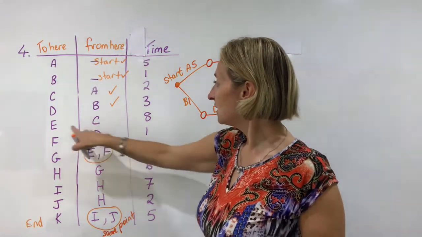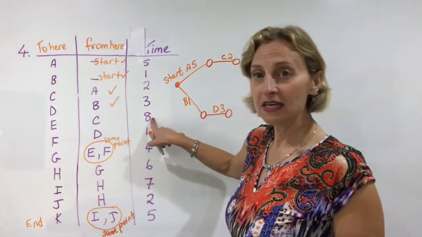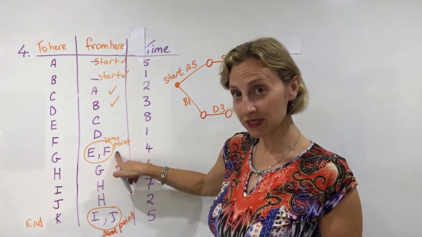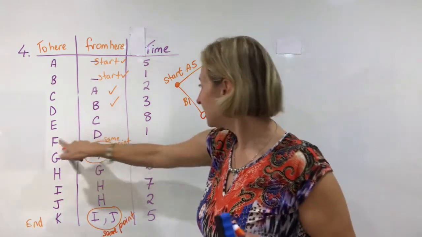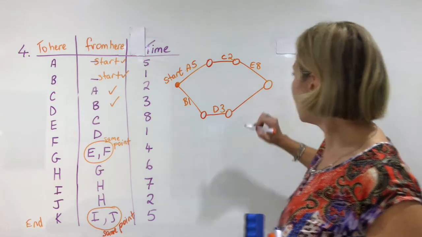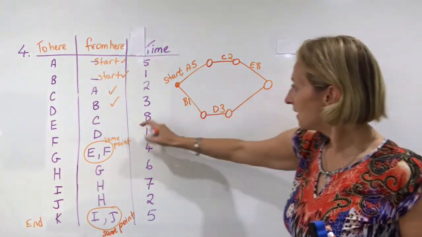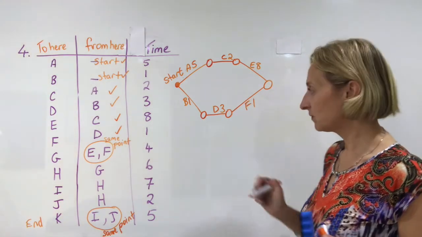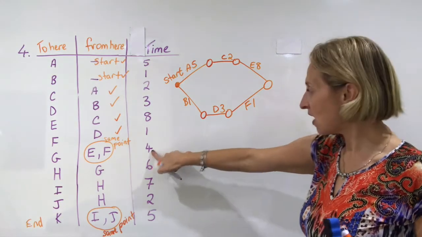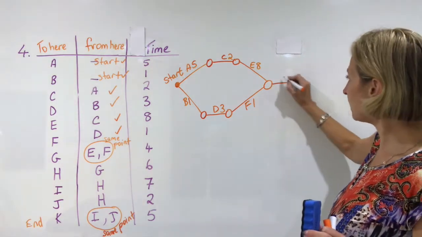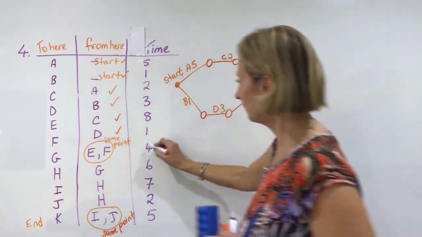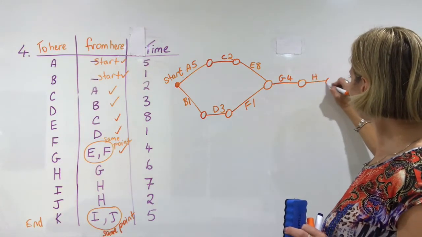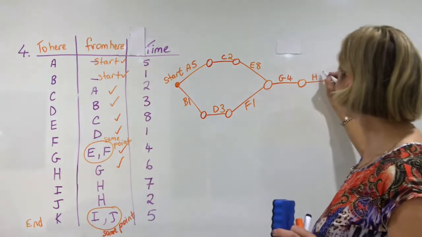From activity C to E is 8. Don't forget that E and F had to be the same point. So I'm trying to remember that. And D to F, remembering that E and F should have ended up at the same point. Activity F was 1. Now from that point, EF, which I've got now is here, I can go to G, and that should take 4. Then from G to H, and that should have taken 6.